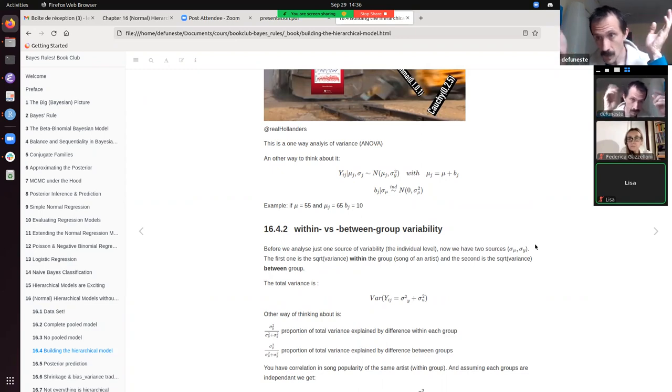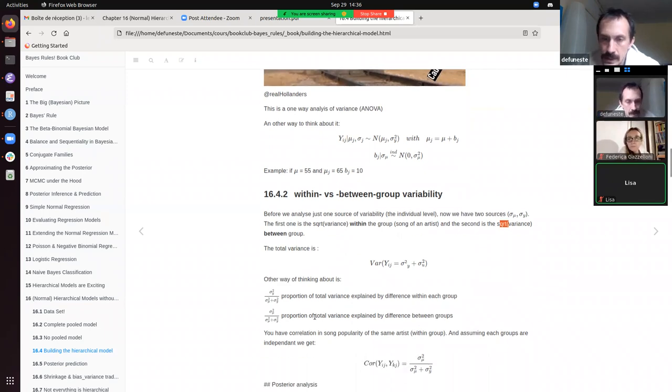So you have 44 artists. Every one of them has, let's say, a mean popularity, and you have a standard deviation of that. This is sigma mu. Okay. I wrote it like a kind of R expression. We are speaking about the total variance, which is the variance, so not the standard deviation, so you have to square it. The first one is the variance within the group, so the square of the standard deviation within, sigma y. And the second one is between the groups, so the standard deviation of mu squared.